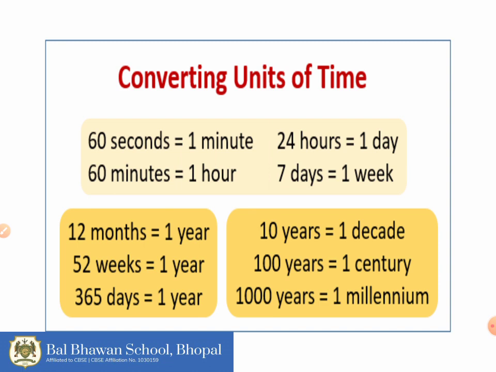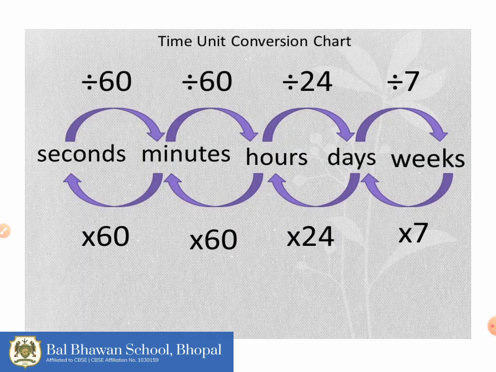1 year has 12 months, 52 weeks or 365 days. 1 decade means 10 years. 1 century means 100 years. And 1 millennium means a duration of 1000 years. In this way, we can convert one unit of time into another.